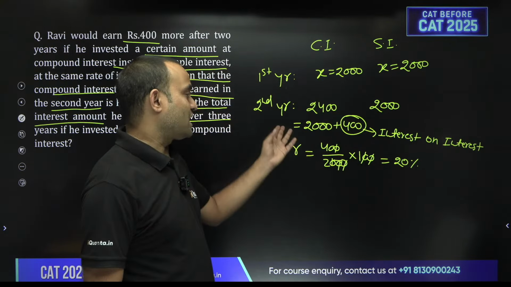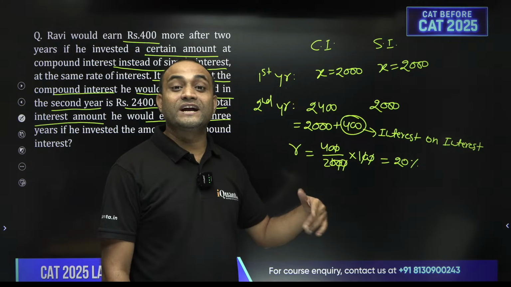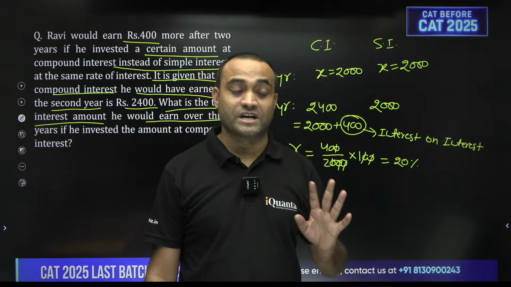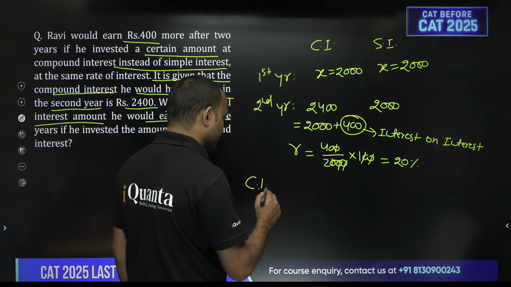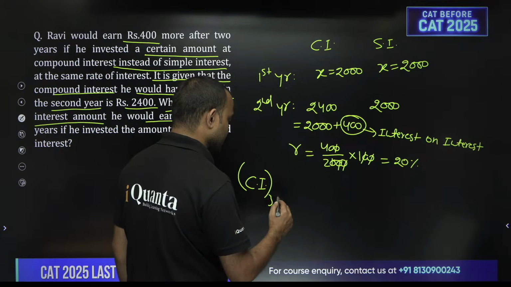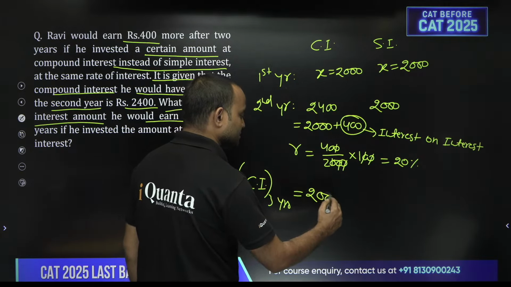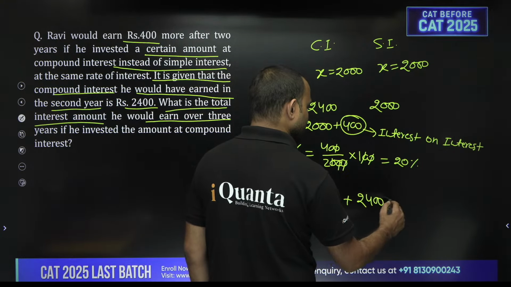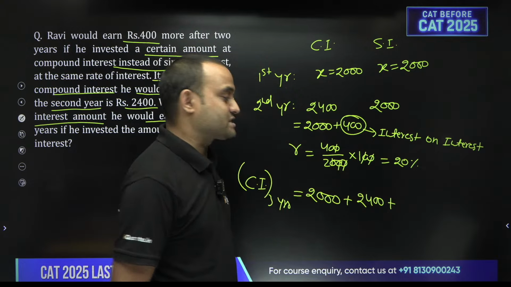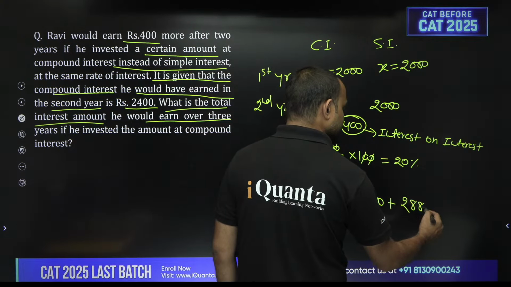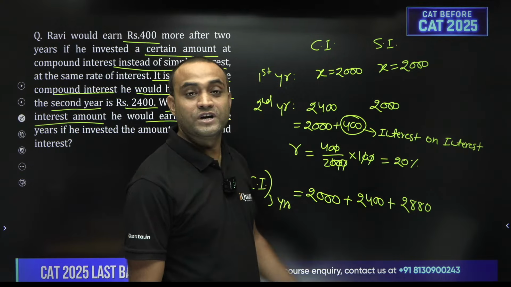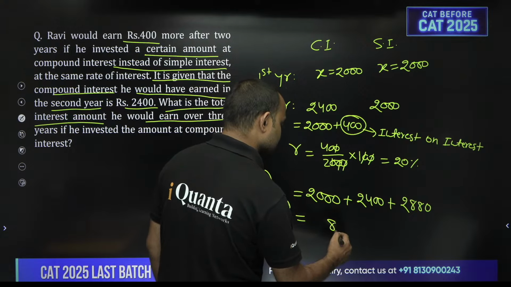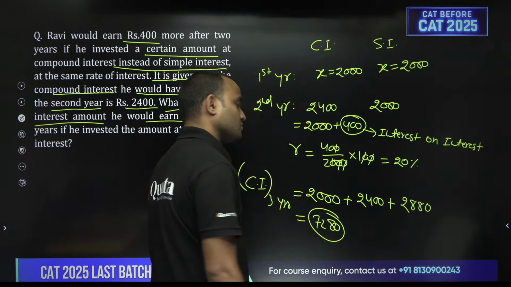You can calculate it directly without doing this calculation. So, rate of interest is 20%. Every year the compound interest will increase by 20%. So, total compound interest after 3 years: for the first year 2000, for the second year it will be 20% more, which will be 2400, and for the third year it will be 20% more, which will be 2880. 20% of 2400 will be 480, so add 480 to this. So, this will be equal to 7280. That is your answer.